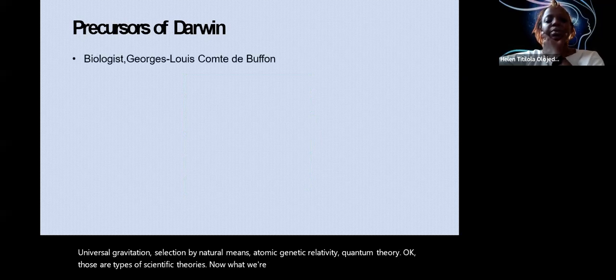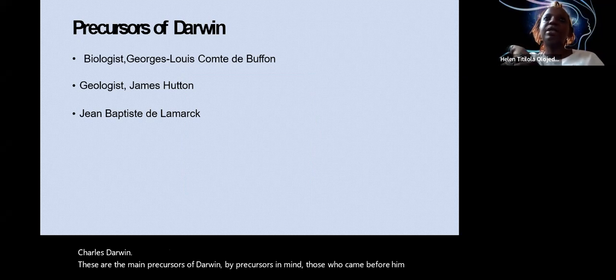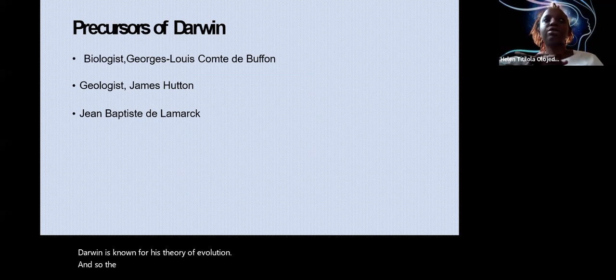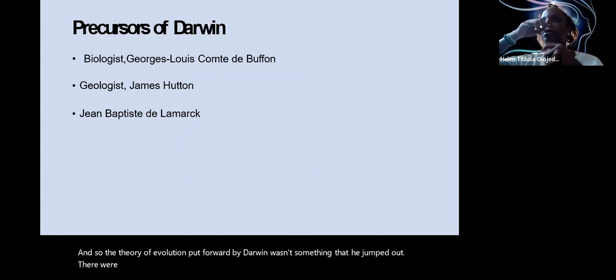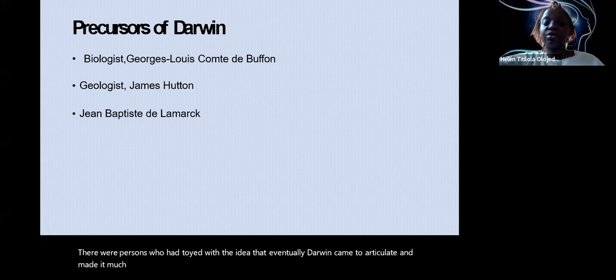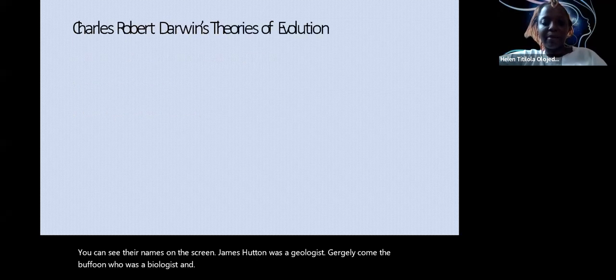Now, when we talk about precursors of Charles Darwin, these are the main precursors of Darwin. By precursors, we mean those who came before him. You know, Darwin is known for his theory of evolution. And so the theory of evolution put forward by Darwin wasn't something that he jumped at. There were persons who had toyed with the idea that eventually Darwin came to articulate and made much more significant. So that's why we have those who came before him as precursors. You can see their names on the screen: James Hutton, who was a geologist, Georges-Louis Leclerc de Buffon, who was a biologist, and Jean-Baptiste de Lamarck.